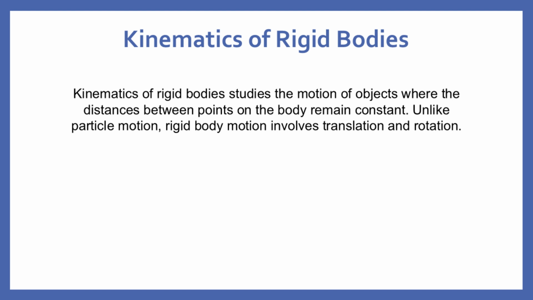Unlike particle motion, which we've studied before, rigid body motion is more complex because we're dealing with objects that maintain fixed distances between their points. Think of it like a ruler moving through space. Whether you're spinning it or sliding it, the distance between any 2 points on that ruler never changes. This fundamental principle is what makes rigid body motion unique and interesting to study.